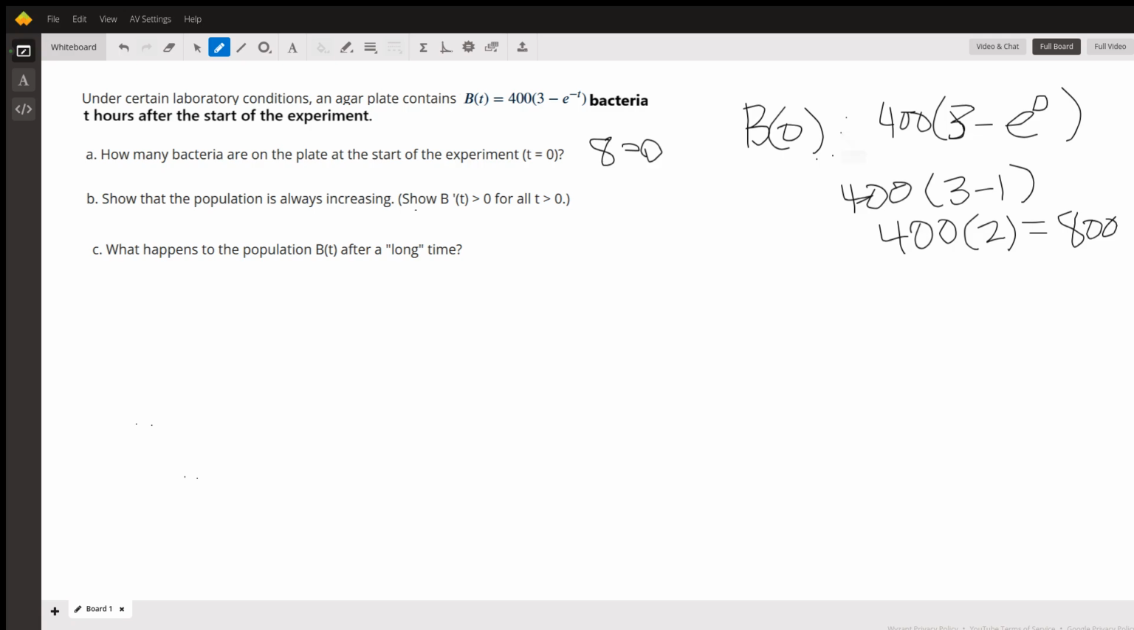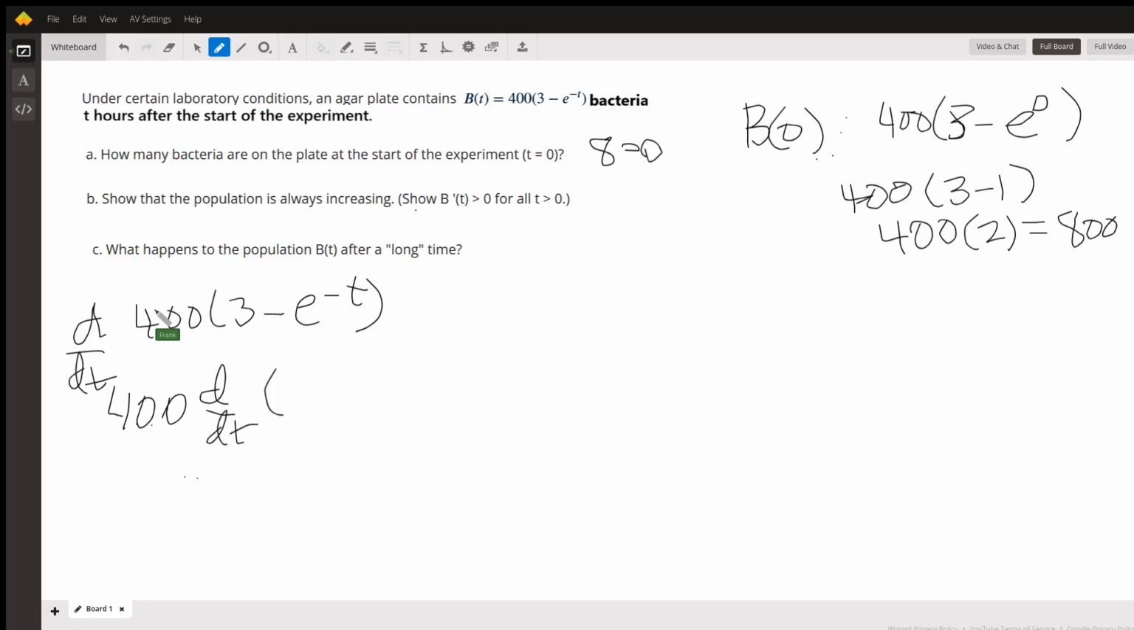Part B, show that the population is always increasing. Show that the derivative of B of T is greater than 0. So I want the derivative with respect to time of 400 times (3 minus e to the minus t). I'll put the 400 in front, since 400 is just a constant. Then the derivative with respect to time of 3 minus e to the minus t.